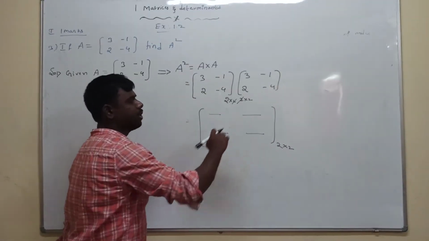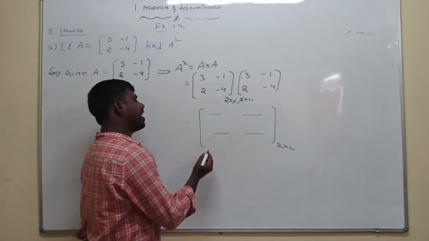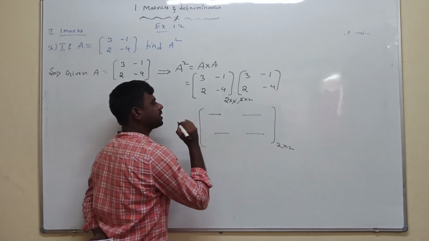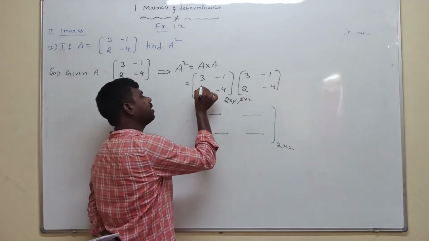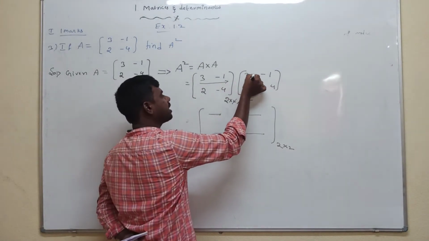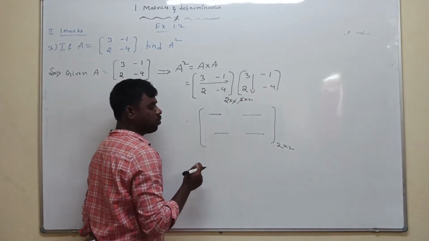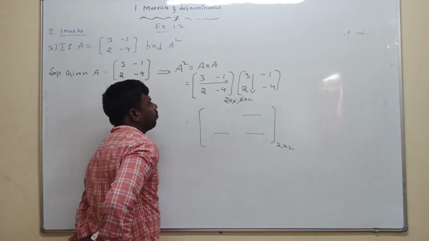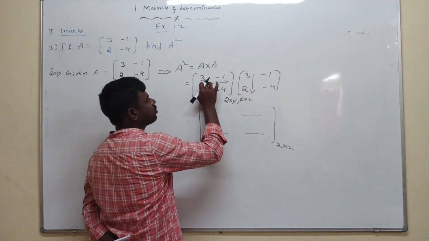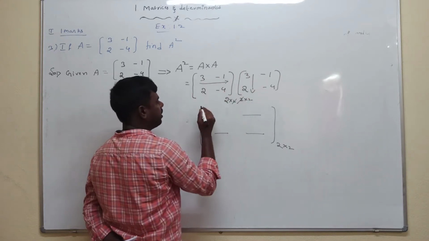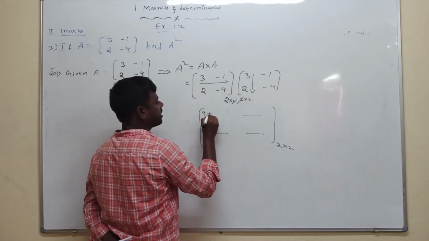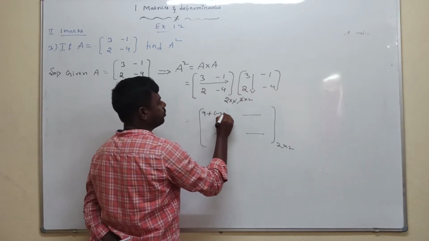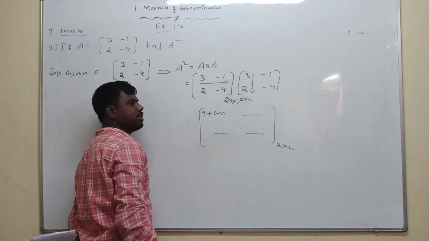So for understanding, I am drawing the line. What is the position here? Which row, which column? First row, first column. That's why we take the first row from the first matrix and the first column from the second matrix. Now we find the product. First row, first column: 3 into 3 is 9. After that the symbol is plus. Minus 1 into 2 is minus 2. First row, first column is over.